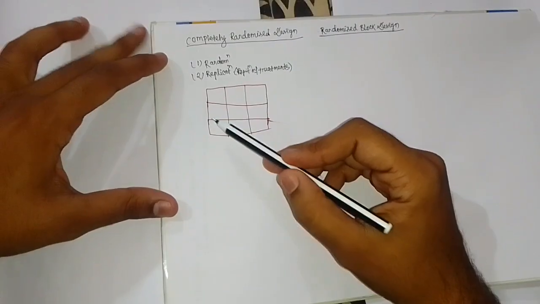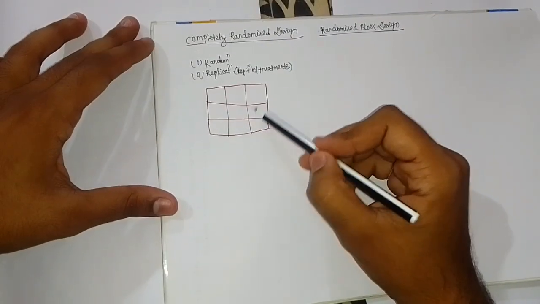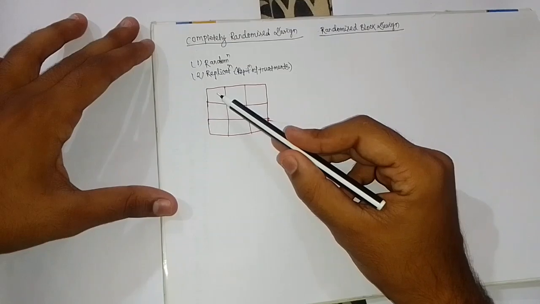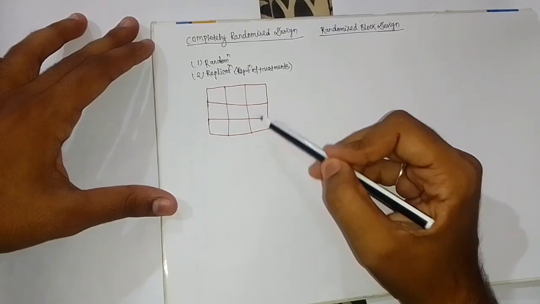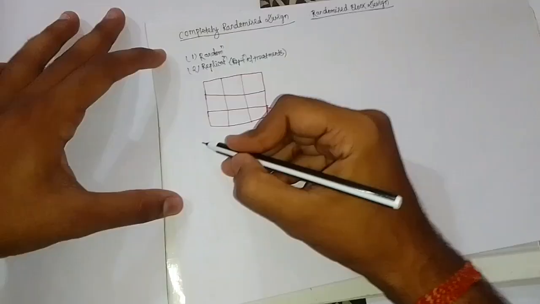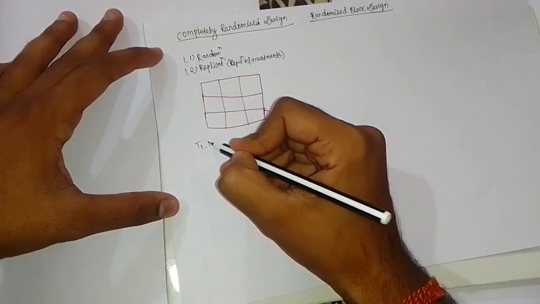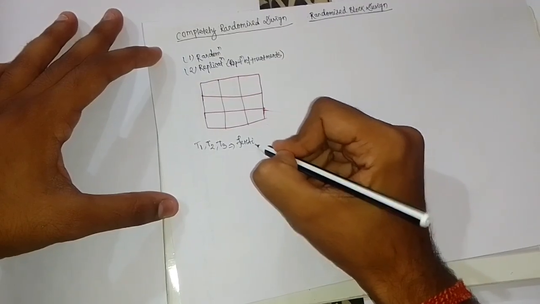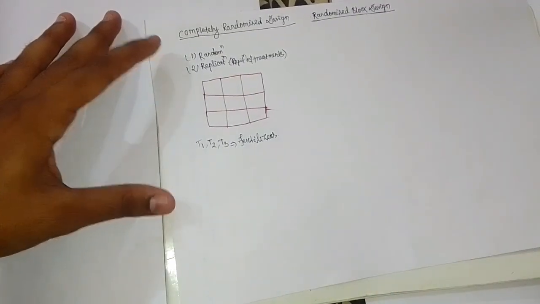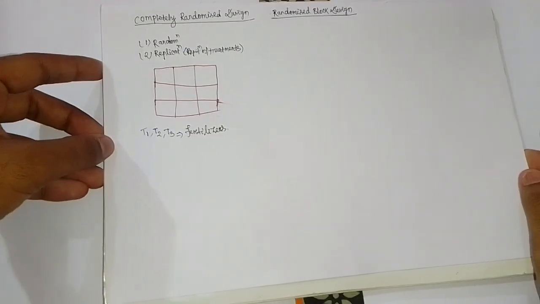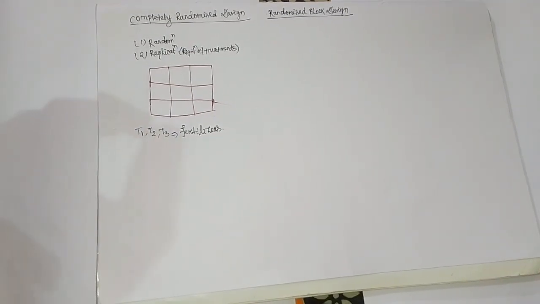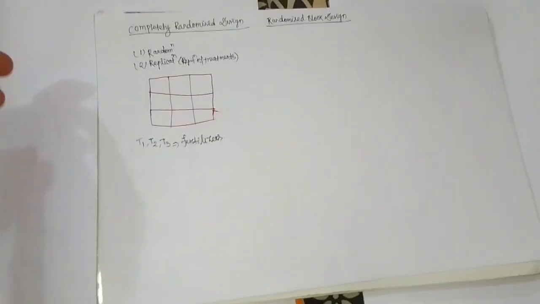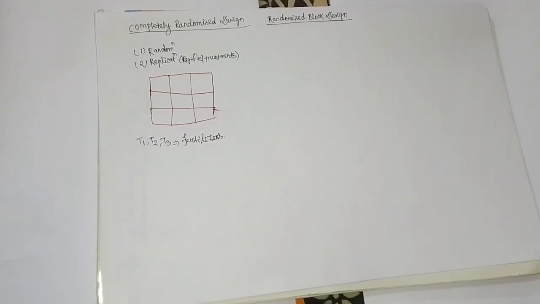Look at this picture. I have an experimental field. This is field 1, field 2, etc. I have 9 fields, and I have three types of fertilizers. Let T1, T2, T3 be the fertilizers. In our design of experiment, our main motto is finding the treatment which is better, that is, finding the fertilizer which is better for the farmers.